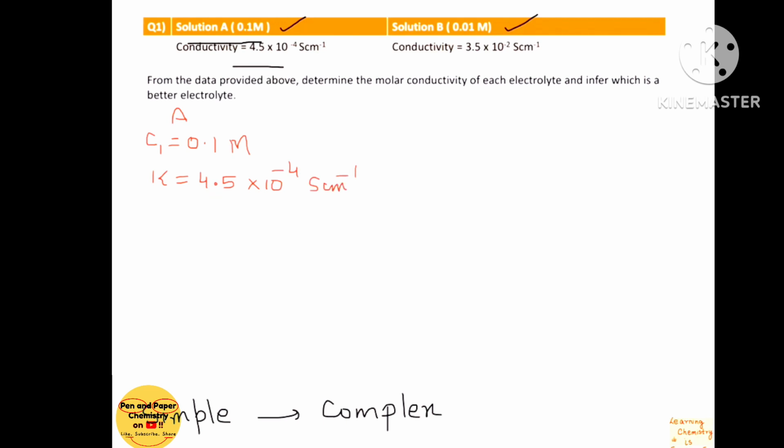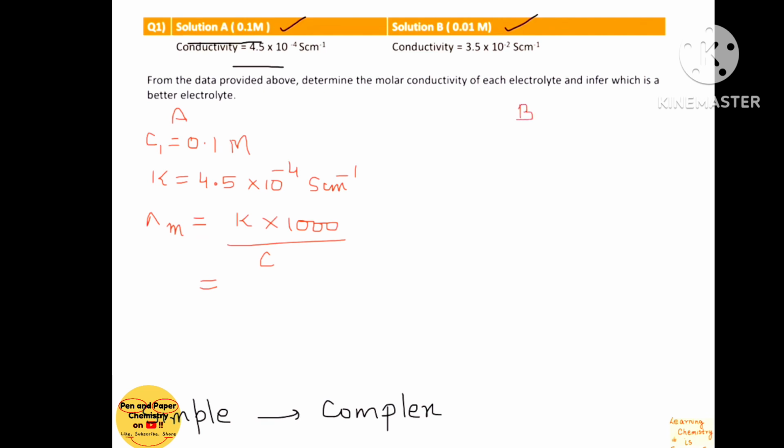What do we have to calculate over here? Molar conductivity. Now if you go back to the formula chart that we had drawn, kappa into 1000 upon the concentration gives you molar conductivity. So can you do the calculations over here? I am not giving the answer right away. I would expect you to solve it.